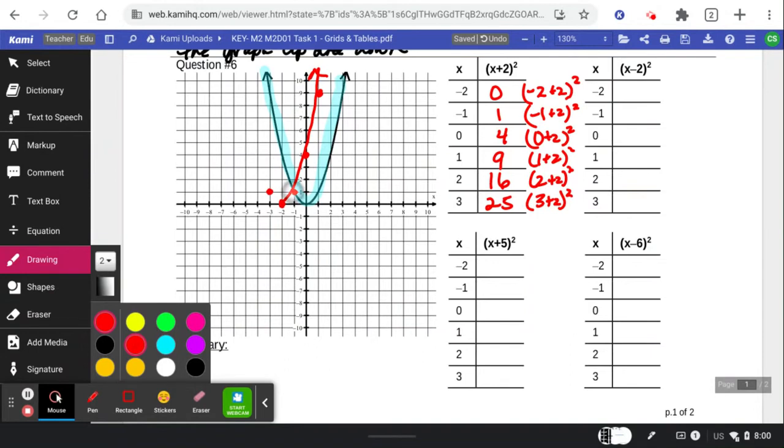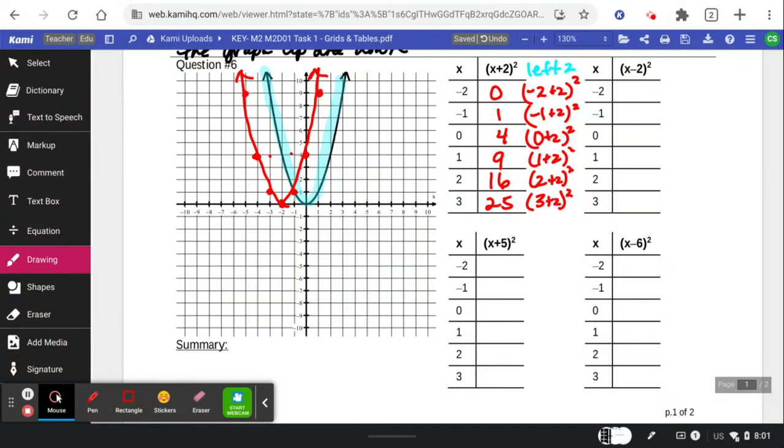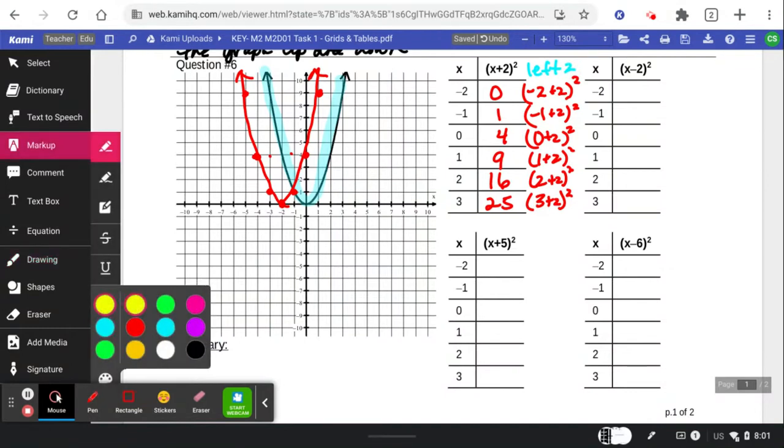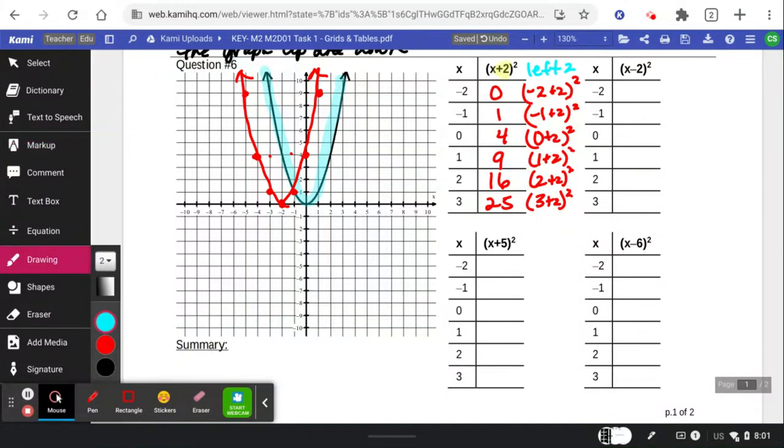So check out, if there's one here, there's going to be one here. And if there's one here, 1, 2, 1, 2, there's going to be one here. And finally up at 9. Go ahead and connect your red graph. This time we notice that the original blue parent graph moved left. So I'm going to put a little comment up here that this moved left 2. Interesting. An x plus 2 shift moved left.